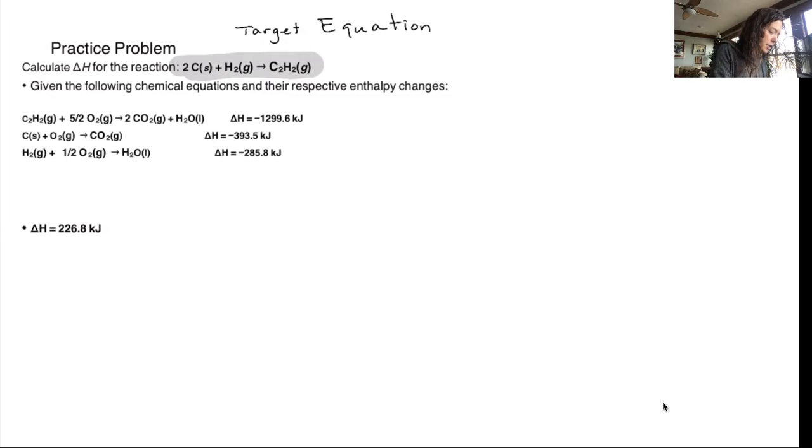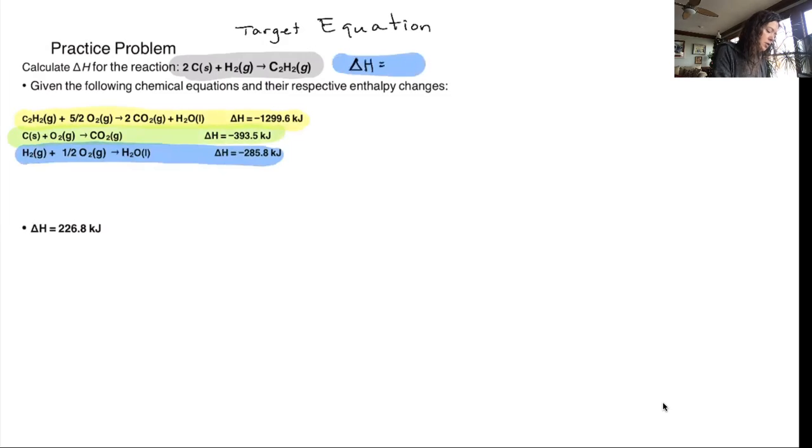And what we are also given are these other equations here. And we are to use these equations and their enthalpies, oh, that's what I was going to write up there, these equations and their enthalpies in order to calculate the enthalpy for this equation.